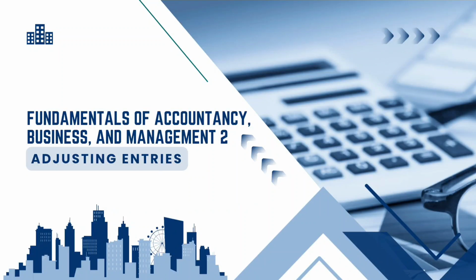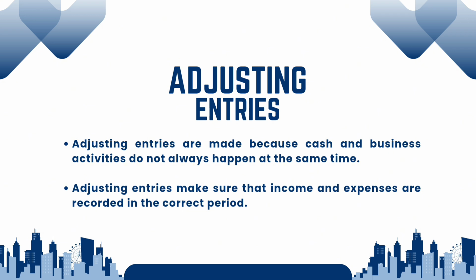Today, we're going to talk about an important topic in FABM 2, adjusting entries. So what are adjusting entries? Adjusting entries are made because cash and business activities do not always happen at the same time. Adjusting entries make sure that income and expenses are recorded in the correct period.